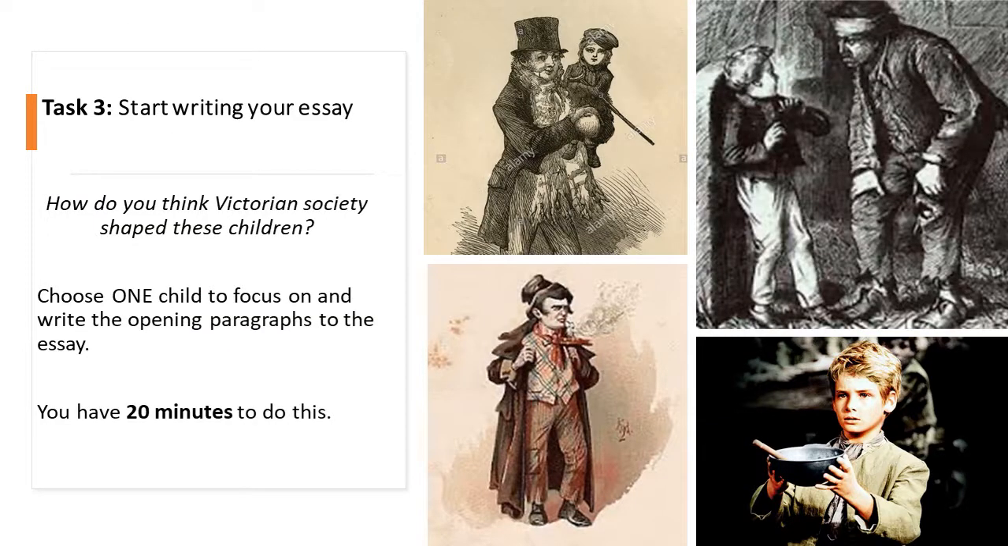And task 3 is to start writing your essay. How do you think Victorian society shaped these children? Choose one child to focus on and write the opening paragraphs to the essay. You have 20 minutes or to the end of the lesson to do that now.